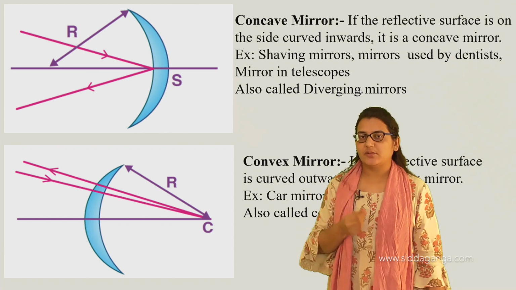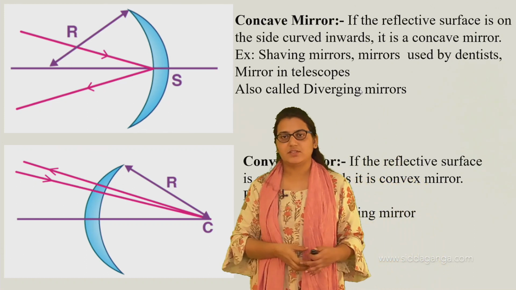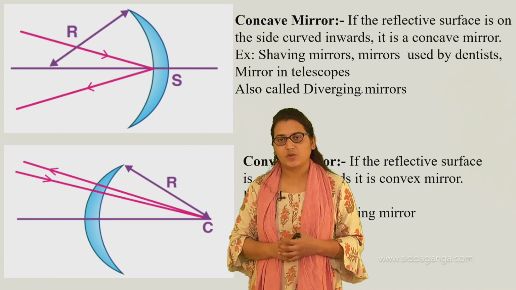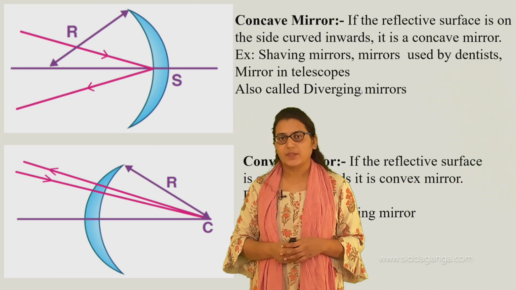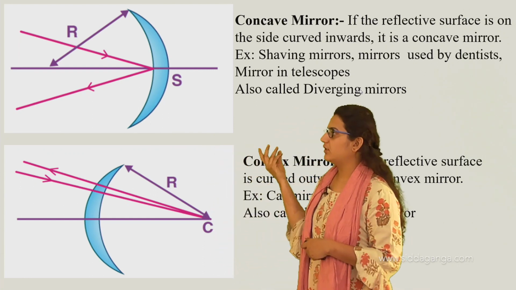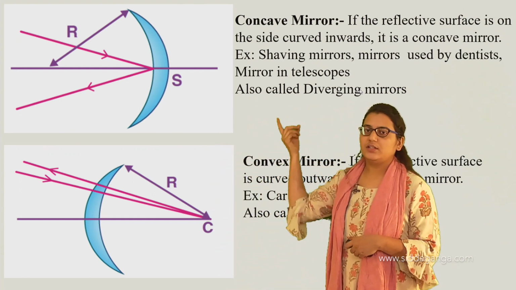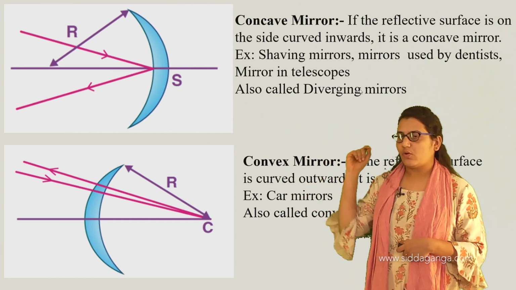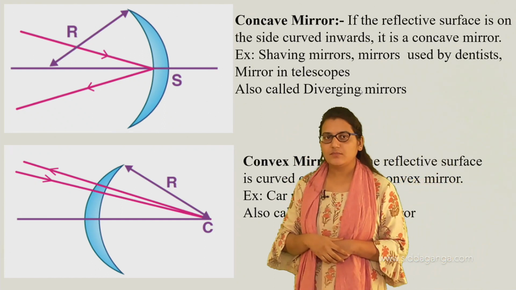So that is a concave mirror what he uses. Dentist and even shaving mirrors, even the mirrors in telescopes, those are all concave mirrors. And these are called diverging mirrors. Remember the term: concave mirrors are called diverging mirrors. So now what does diverging mean?